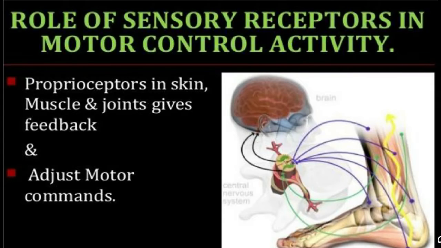So here, we are going to identify the role of sensory receptors in motor control activity. These are the proprioceptors in skin, muscle, and joints. They will give feedback, and then it will adjust motor commands.